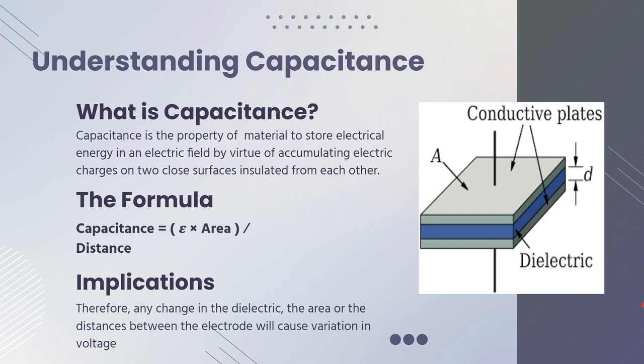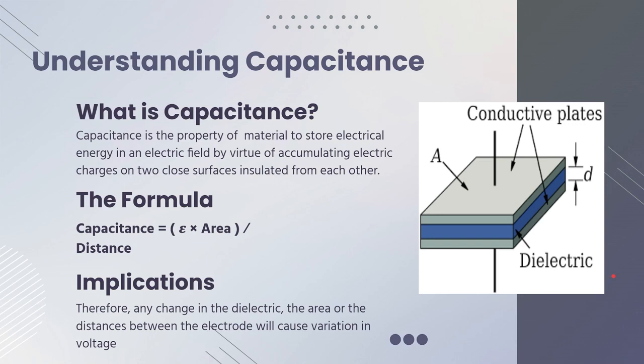So we can see over here the construction of a very basic capacitor. It consists of two electrodes separated at a distance d with an area of A. They sandwich a dielectric medium between them. So this capacitor is capable of storing a certain charge that we quantify using capacitance.